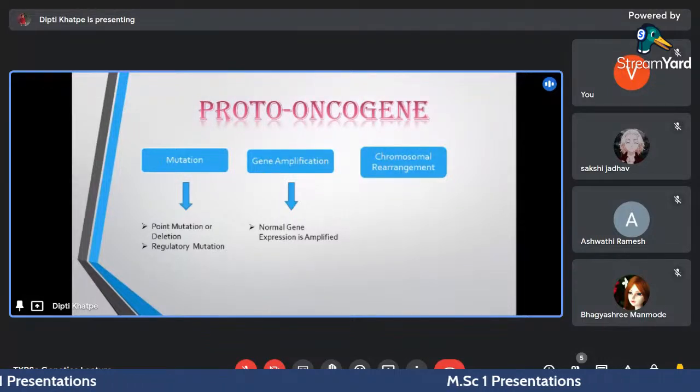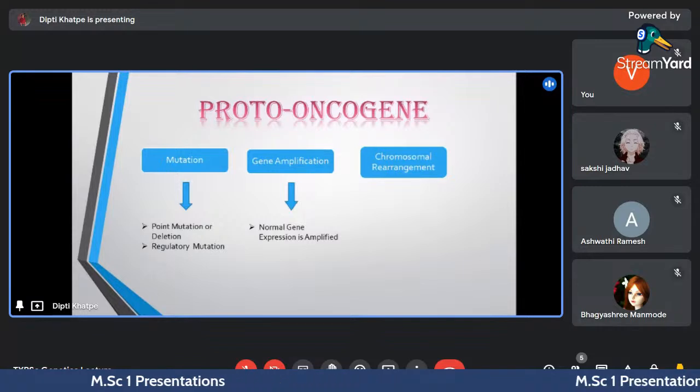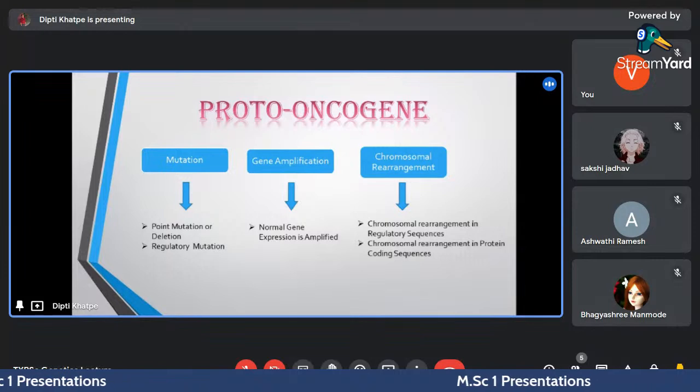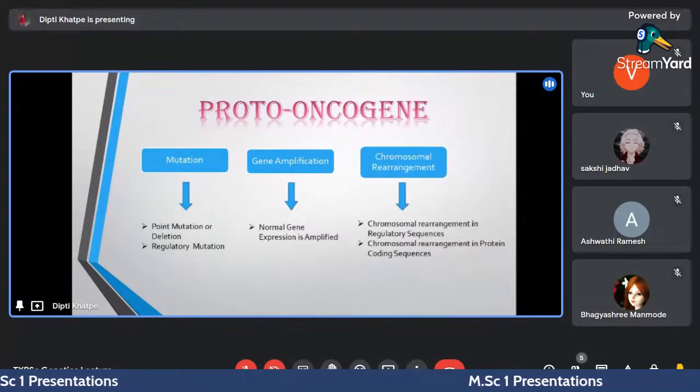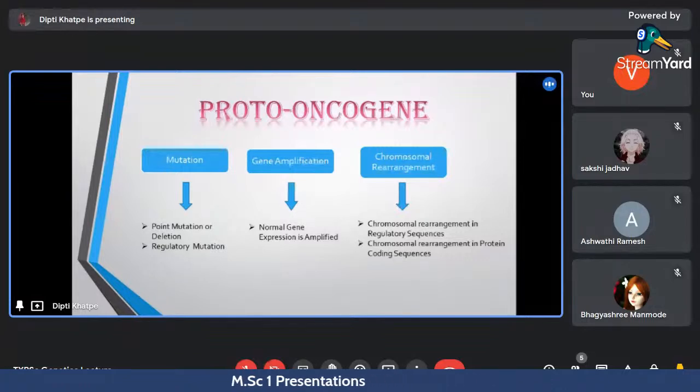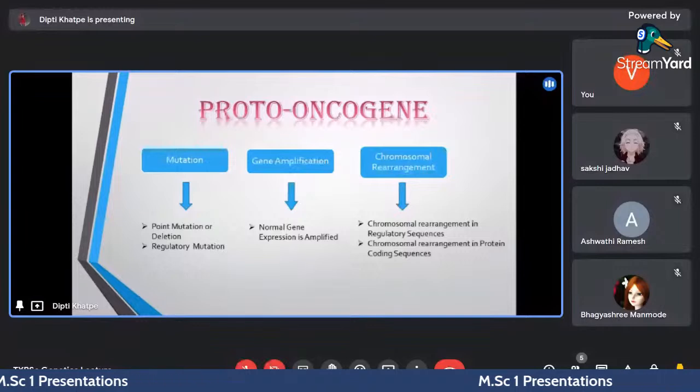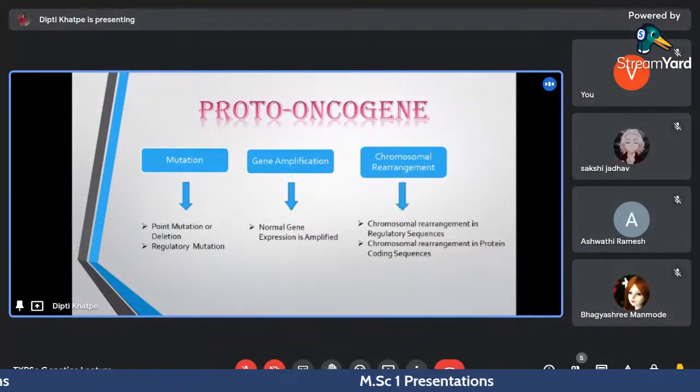The last and biggest way of transforming a proto-oncogene to an oncogene is chromosomal rearrangement. These are of two types. First is chromosomal rearrangement in regulatory sequences, and second is chromosomal rearrangement in protein coding sequences that causes fusion of two genes. In rearrangement of regulatory sequences, the normal protein is overexpressed, while in the rearrangement of coding sequences, there is a formation of a hyperactive fusion protein, like the BCR and ABL rearrangement.